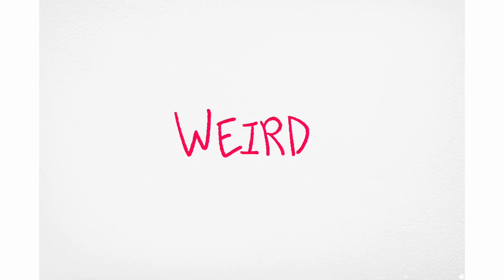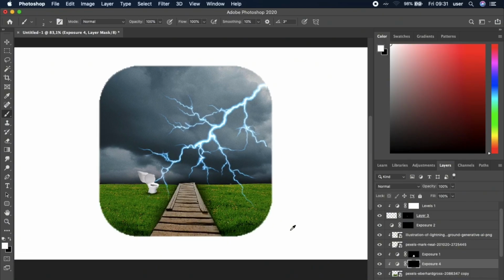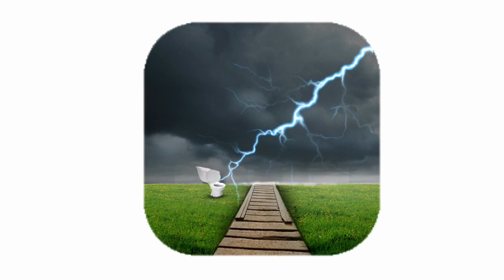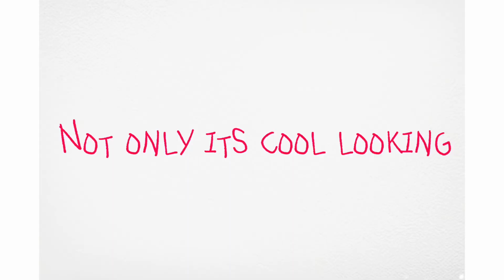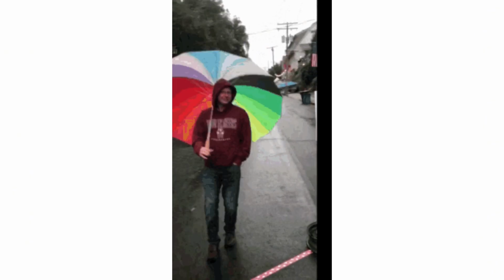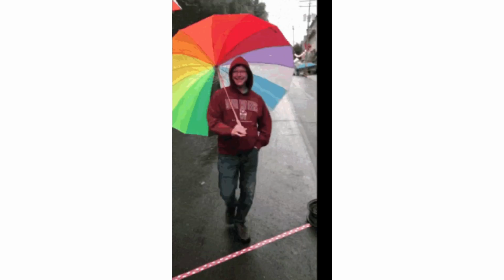I don't know about you, but this looks weird. To fix it, I added a lightning. Here's the new ultra realistic weather icon. Not only is it cool looking, but it also motivates you to bring an umbrella when you go to the toilet, or you would be struck by lightning.